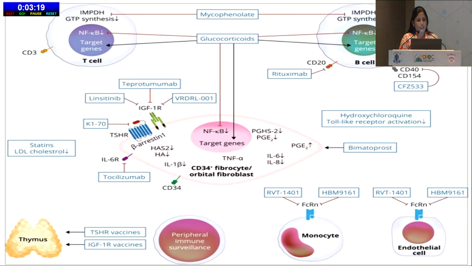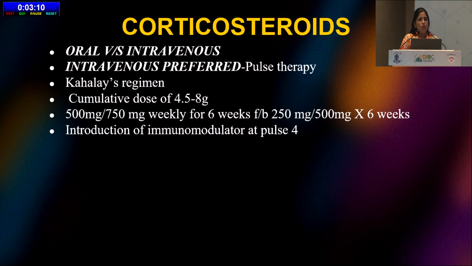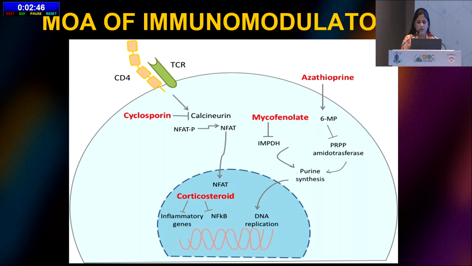So now medical management. So these are the target therapies. Glucocorticoids usually act on both T cells and B cells. So oral versus intravenous, it is proven beyond doubt that intravenous is more efficient with less side effects. Kahaly's regimen has been widely practiced with a cumulative safe dose of 4.5 to 8 grams, started in the pulse of 500 mg weekly for 6 weeks, followed by 250 mg weekly, or 750 mg weekly, followed by 500 mg for 6 weeks, with the introduction of an immunomodulator at pulse 4.